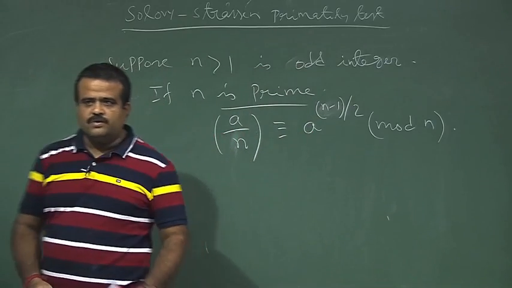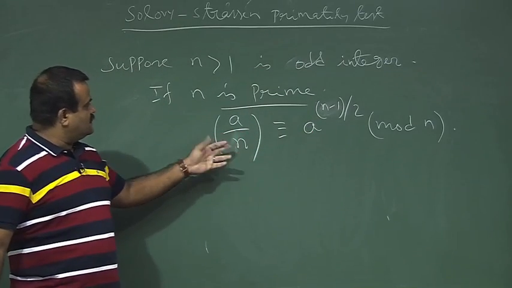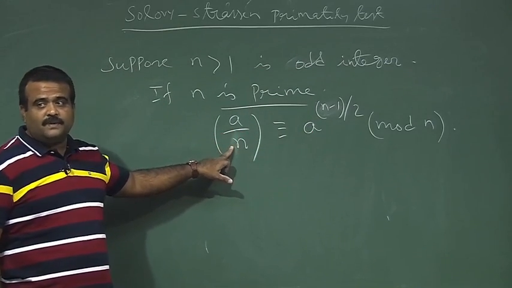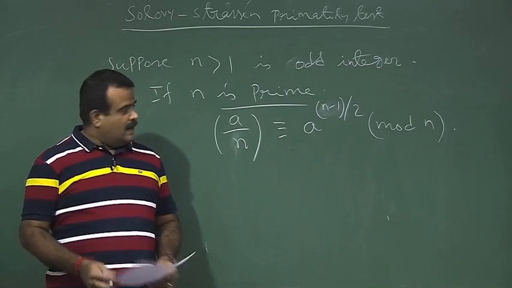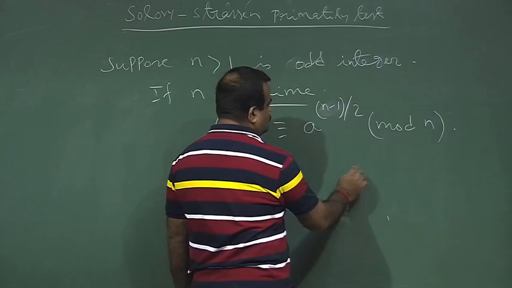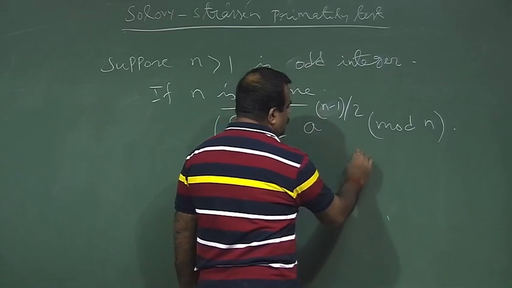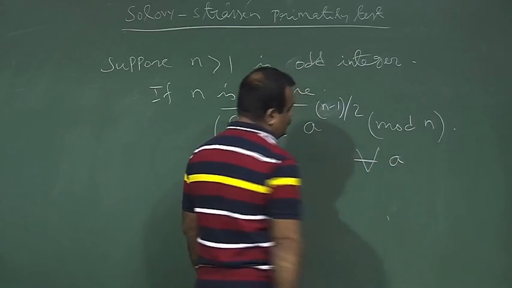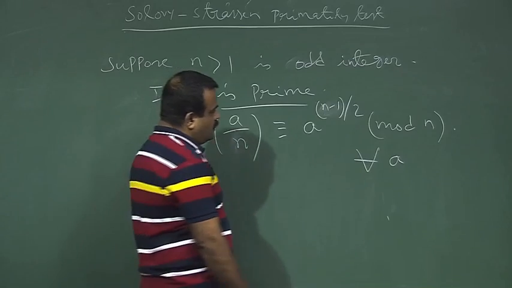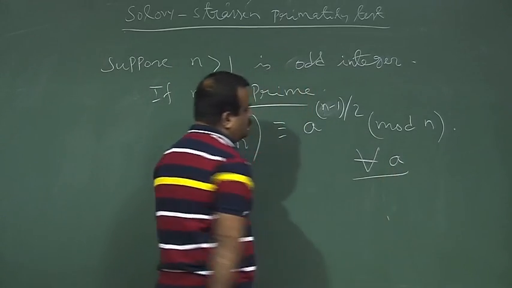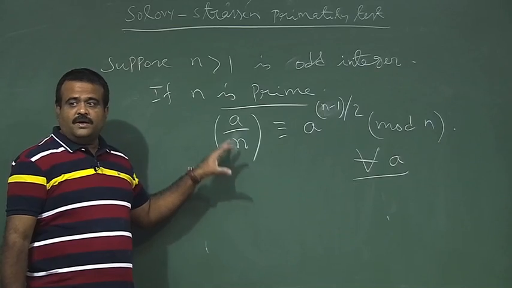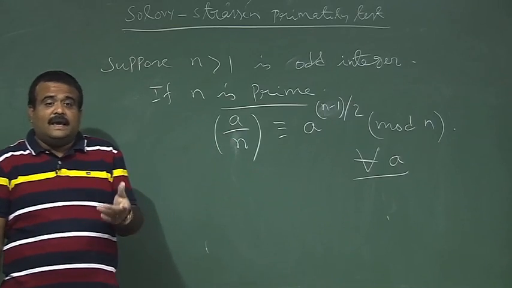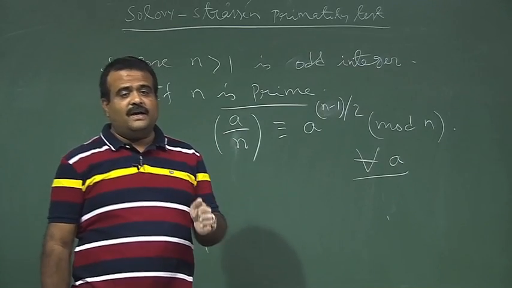So, this theorem we have seen. This is the Legendre symbol because n is prime. If n is prime, we have seen this result, by Euler's criterion, and it is true for all integers a. Now, if n is prime, then this is true. But if this is true for some integer a, then we cannot say n is prime.